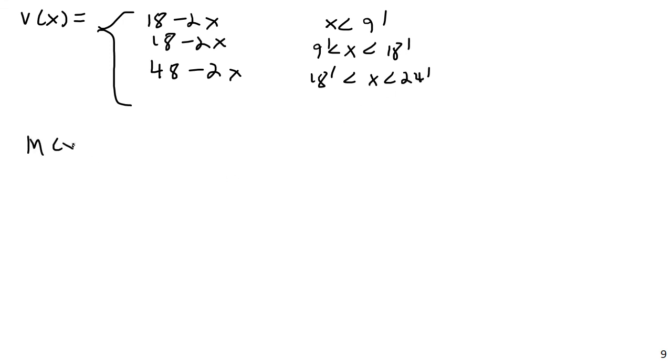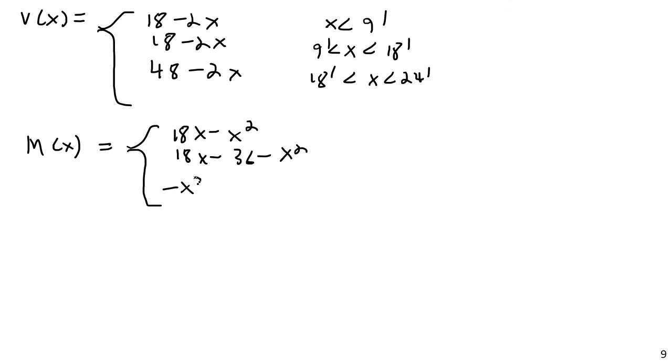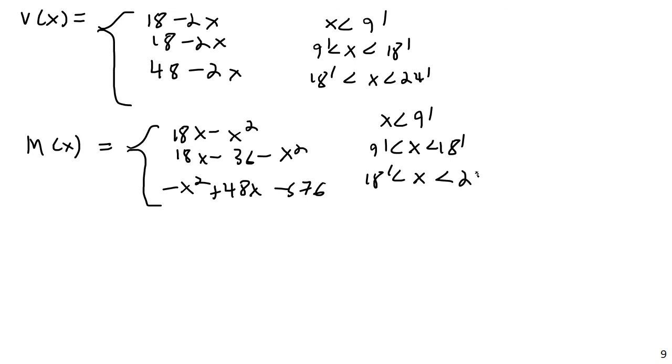And then M as a function of x is going to equal, here, I probably need more room than that. On the next slide I'm going to show some actual diagrams. 18x minus x squared, and then 18x minus 36 minus x squared, and then negative x squared plus 48x minus 576. And this is when x is, same bounds here, less than 9 feet. Here x is between 9 and 18 feet. And here x is between 18 and 24 feet.